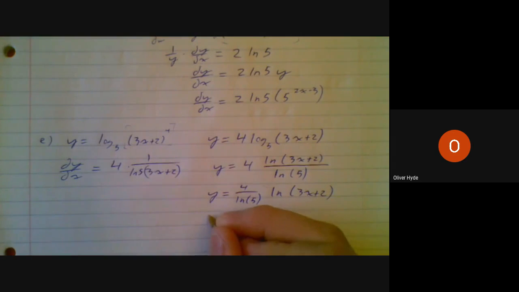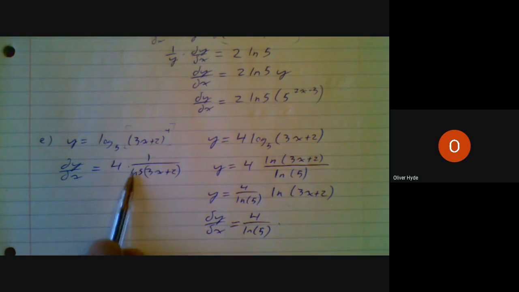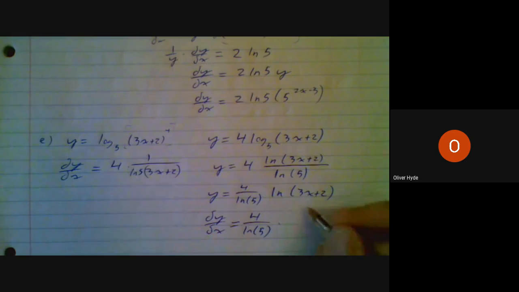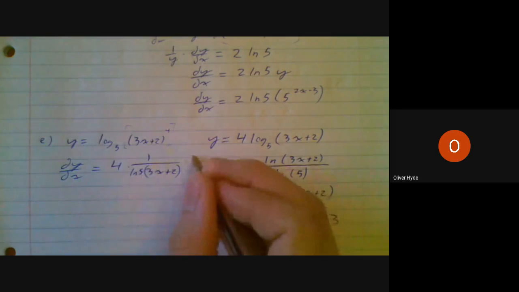From here, I'll say that my derivative is going to be a constant multiple of 4 divided by the natural logarithm of 5, multiplied by the derivative of the natural logarithm. Did I miss something from the last example? I think I did. I think I missed a chain. Let me catch it in a sec here. Multiplied by the reciprocal of my power. And here's what I missed. I didn't do the multiplied by the derivative of the inside, the derivative of my power, times 3. I should have done that back here as well, times 3.